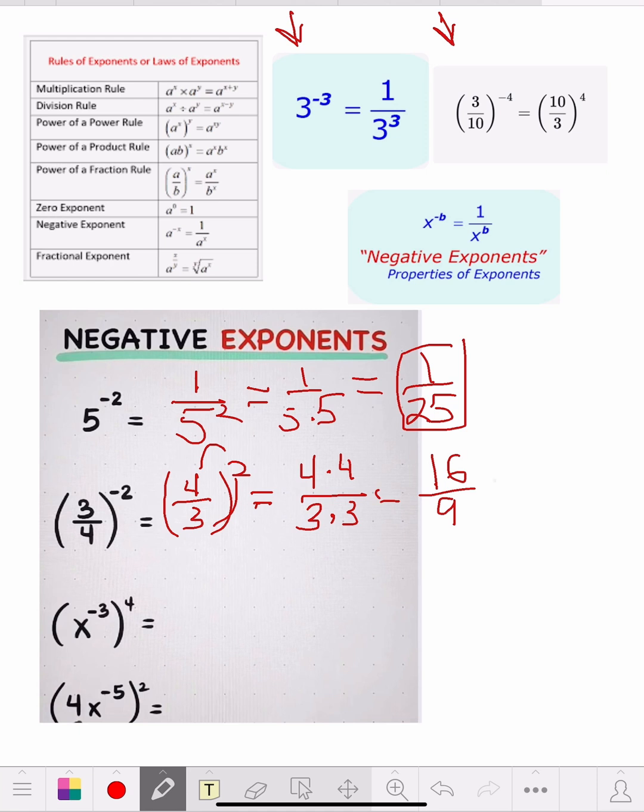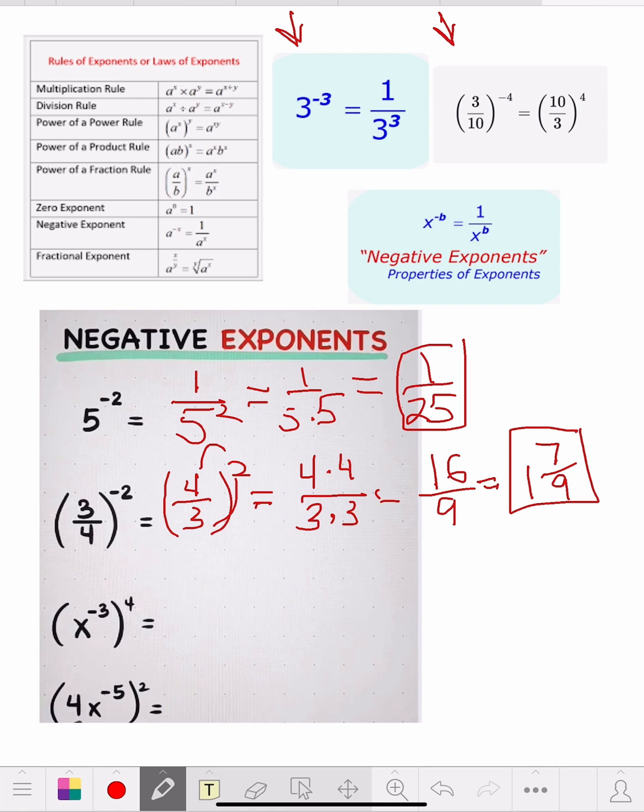If you want to reduce it, the 9 goes into 16 one time with 7 left over, so 7 ninths. So that could be your answer. Any one of those could show up in a multiple choice. Just so you know, I can rework this down and come up with the answer that they're showing me that they want for an answer. Now let's look at the next one.